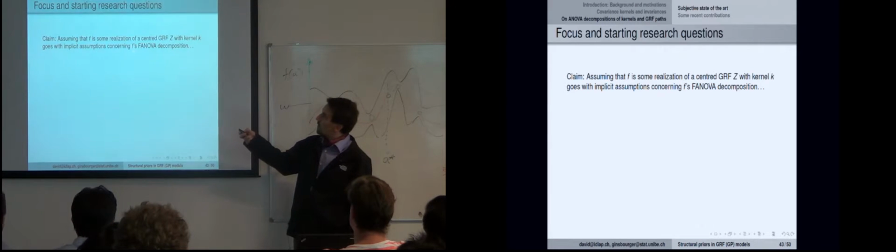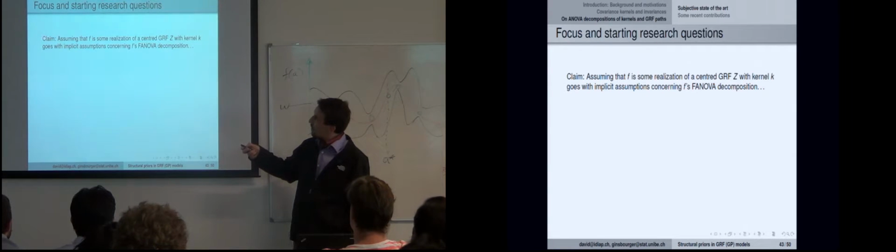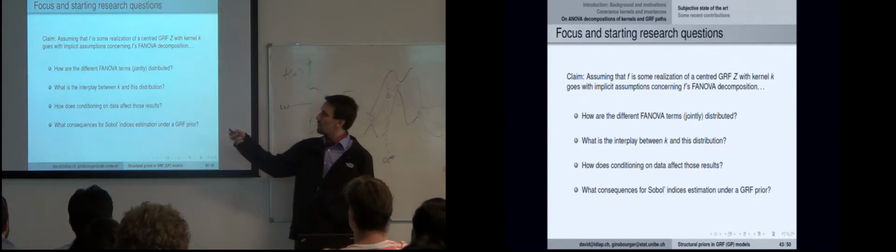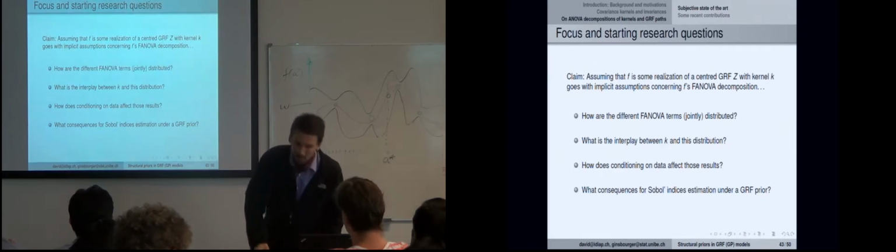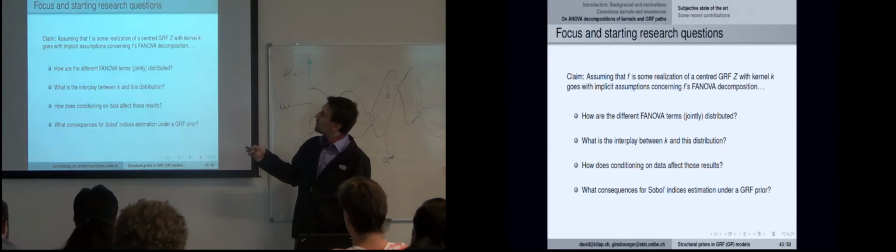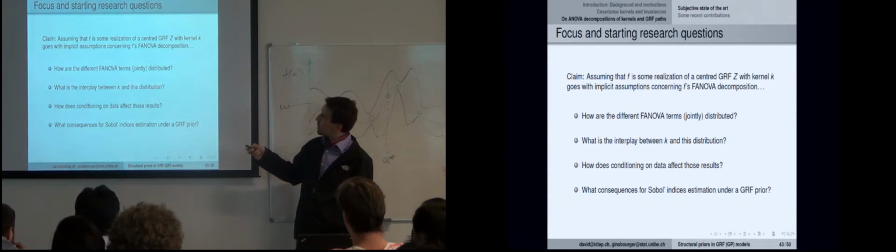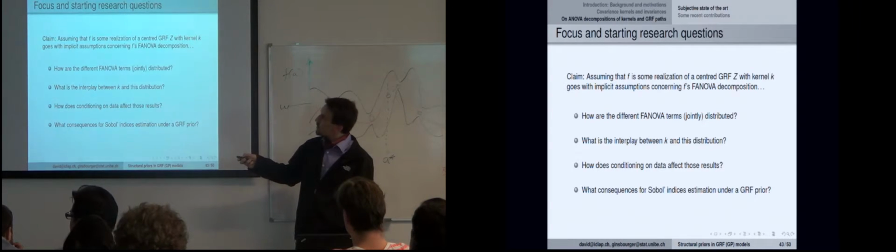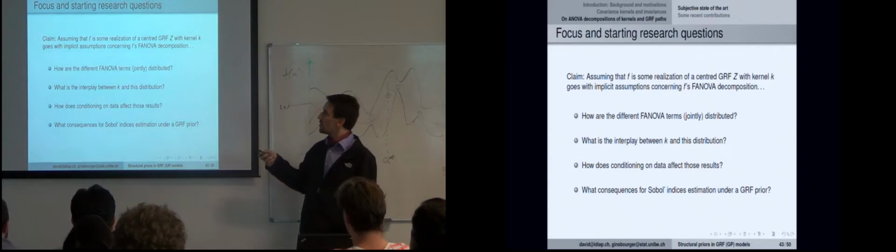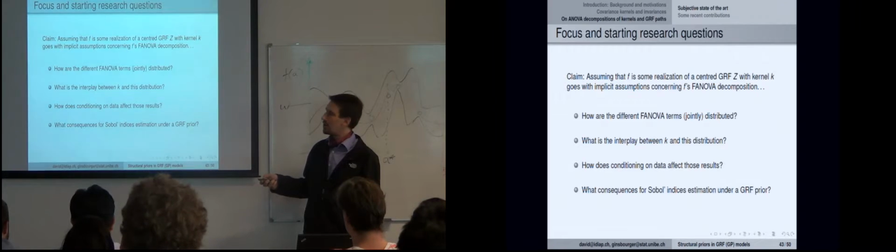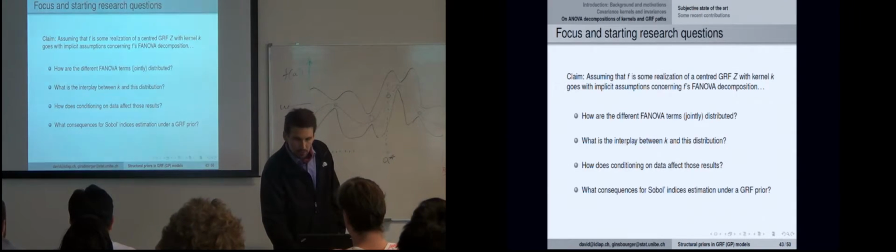So assume that F is a realization of a Gaussian random field Z with kernel K. This goes with implicit assumptions concerning the ANOVA decomposition. This is our claim. And the questions that we want to tackle in the remaining 3 minutes: how the different Fanova terms are distributed, what is the interplay between the Fanova decomposition and K, how does the conditioning on data affect the Fanova decomposition of a GRF, and maybe what consequences for Sobol indices estimation under a GRF prior. So let me give you an overview of the remaining slides.